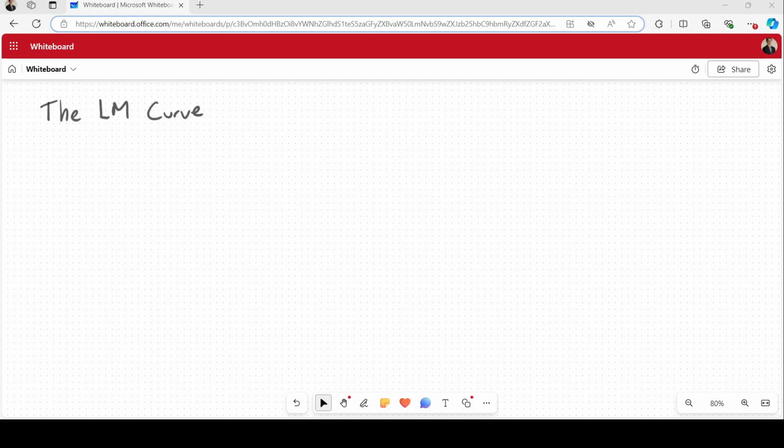So let's talk really briefly about the LM curve, and we'll start with a definition of what it is. The LM curve is a reduced form way of capturing money market equilibria. So it captures monetary equilibria. This is unlike the IS curve, which is going to capture goods market equilibrium.